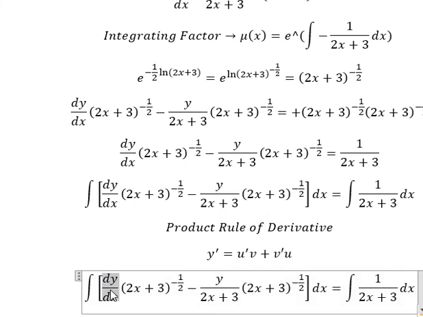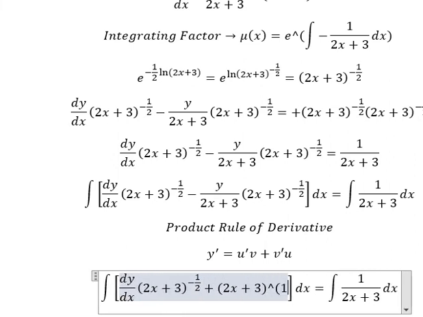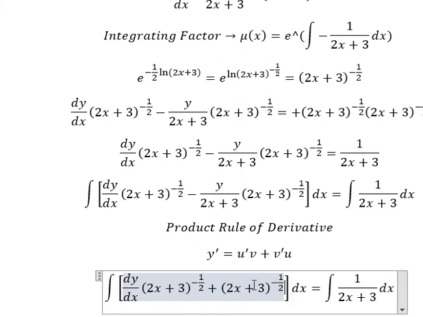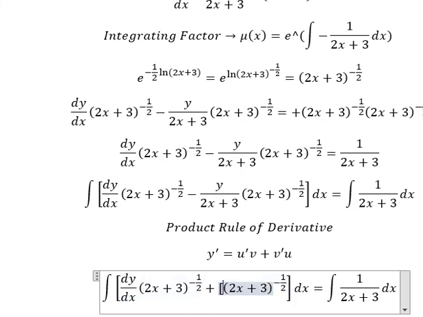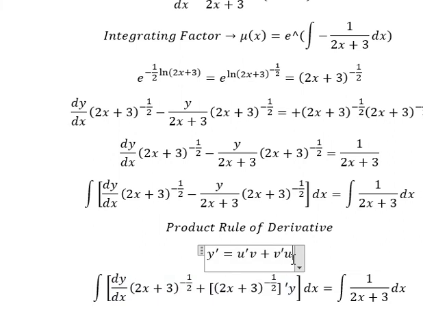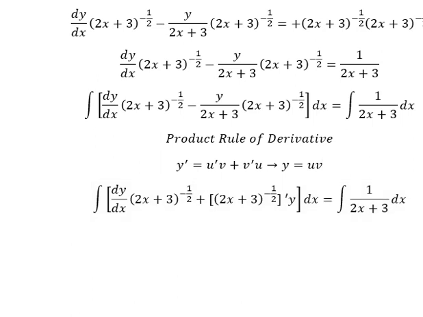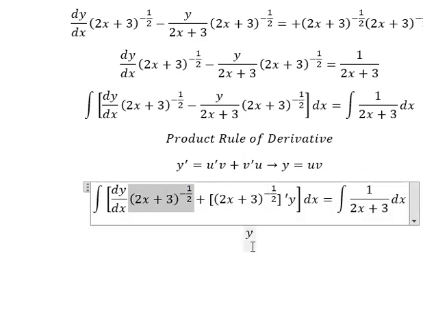we have the first derivative of u multiplied by v. This one we have the first derivative of v multiplied by y in here. If we do this integration, we have y equals uv. So for this one, we have y multiplied by this one.